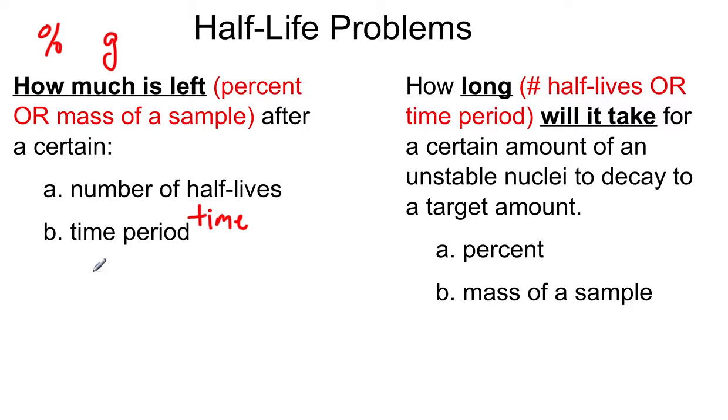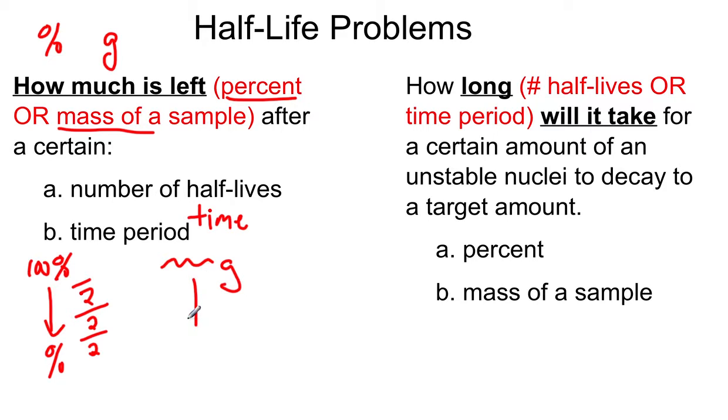So basically, if the problem gives you percent, you're going to start with 100%. And then you're going to go down to a lower percent. Now you go down by dividing by 2. Divide by 2, divide by 2, divide by 2 for however many half-lives you need to do. Now if it doesn't give you percent, if it gives you the mass of a sample, you're going to write down whatever mass it gives you, and then you're going to keep dividing by 2, however many times you need to, because of your half-lives or because of your time period, and then you're going to get a new mass at the end.